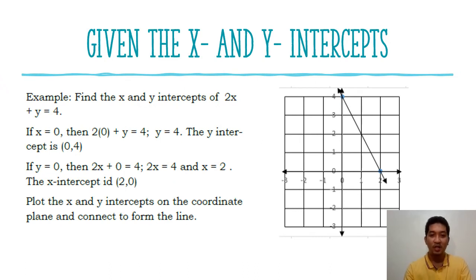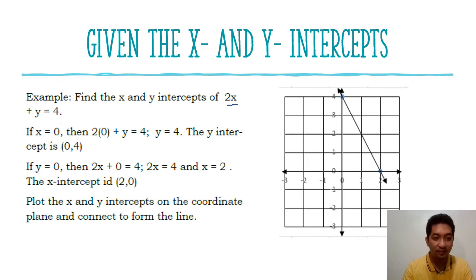Let's go with given the x and the y intercepts. Okay, so ito na nga yun. So before going with that, let's first define the x and the y intercepts. When we say x intercept, it is the point on the line which crosses the x axis. When we say y intercept, it's the point on the line which crosses the y axis. Okay? So very basic lamang po yun. So, let's say for example this one. Find the x and y intercepts of 2x plus y is equal to 4. And then, let's try to graph or sketch the graph of this.